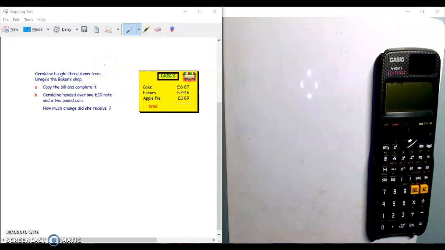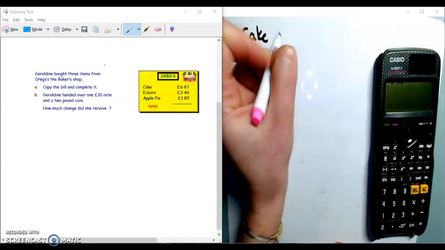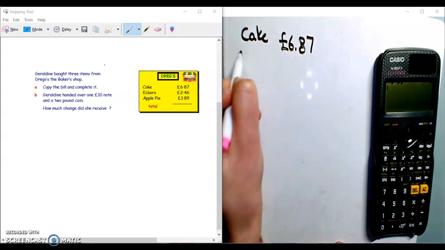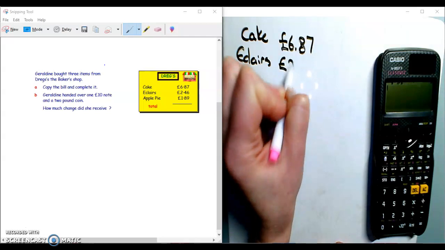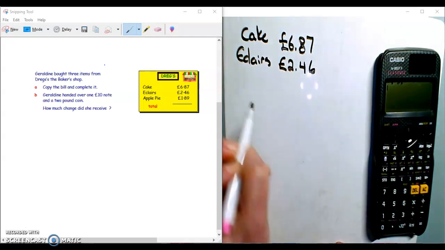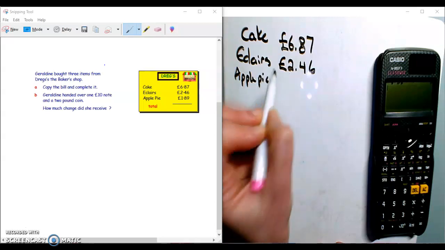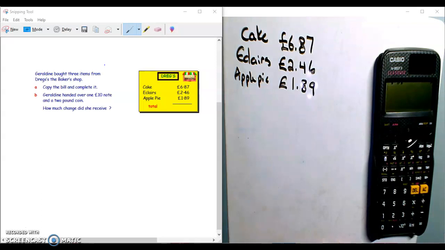So at first, she has a cake, which is £6.87. Then she has some eclairs, which cost her £2.46. And then she has apple pie, which costs £1.89. Now we want the total cost here.